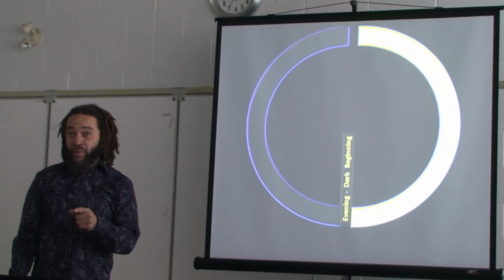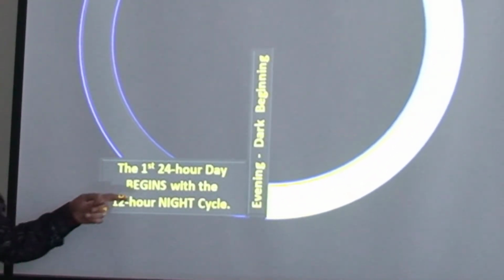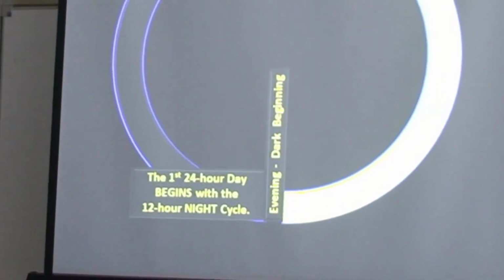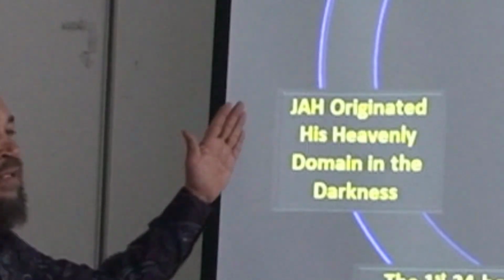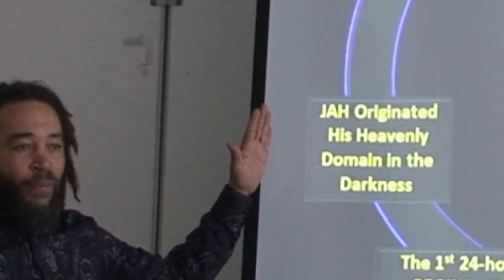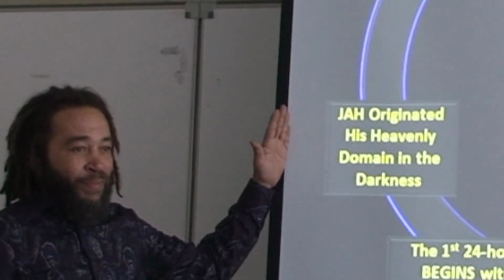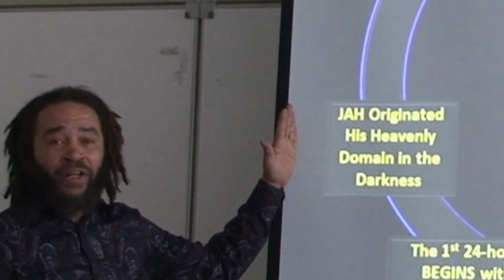So look at this. After we just read, this is what I come to understand. The first 24-hour day begins with the 12-hour night cycle. In the beginning was darkness. He originates his heavenly domain in the darkness. His spirit is moving and active in the darkness above the surface of the waters. He makes heaven in that first day. He makes the earth material in that first day.